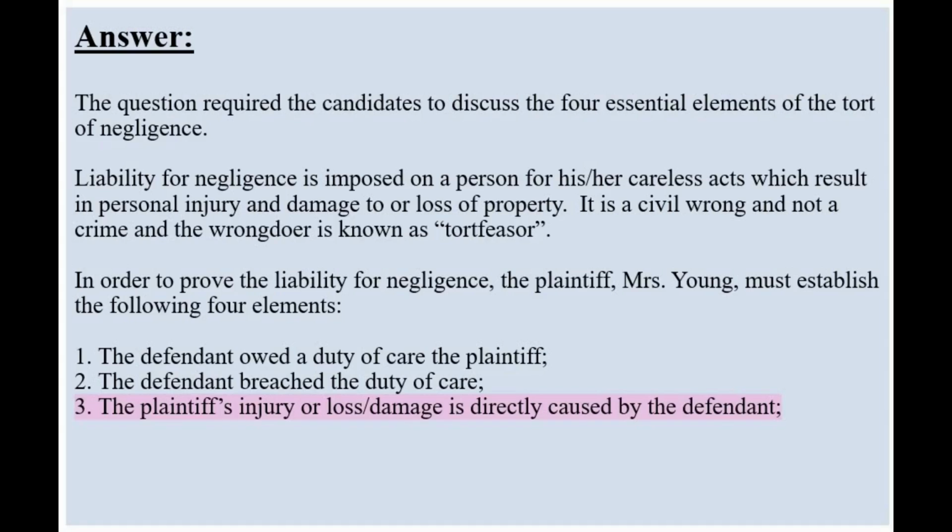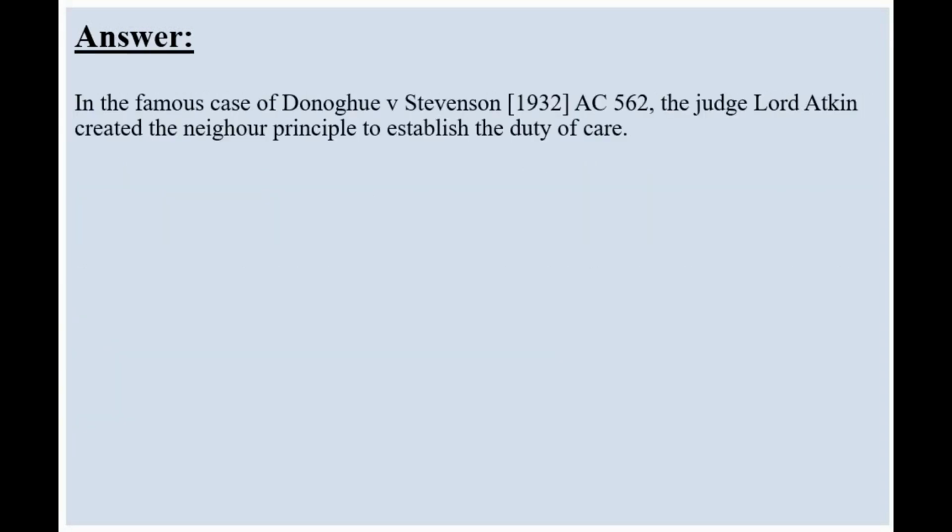This includes both actual causation, where the harm would not have occurred but for the defendant's actions, and legal causation, where the harm was a foreseeable result of the defendant's actions. 4. The injury or damage must be reasonably foreseeable. This includes physical harm, economic loss, or other kinds of detriment. When answering this question, the relevant law case is referenced.